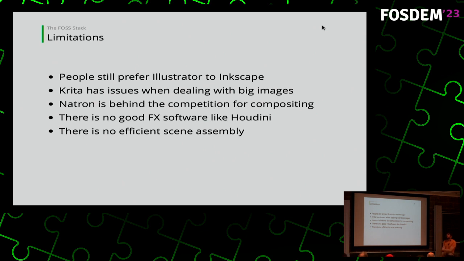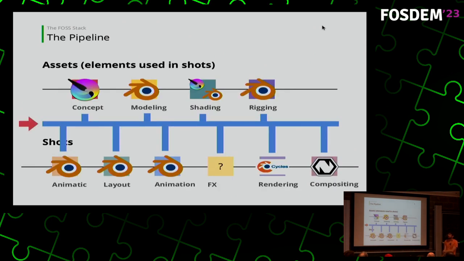Like I told you, Natron is nice, but not as good as the competition. And there is no good software for effects and no efficiency in assembly tools. So now let's talk about the pipeline, because I talked a lot about the building steps, but there is another important part. It is the glue between all these steps.